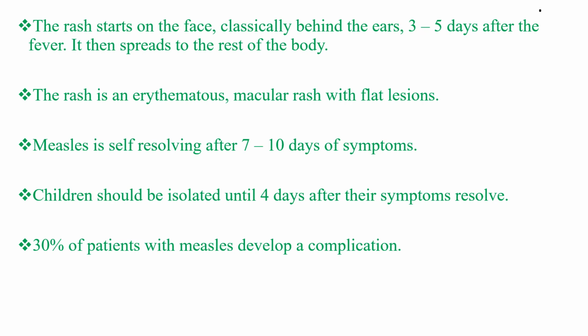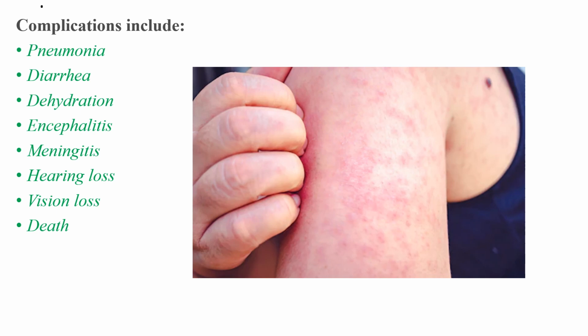30% of patients with measles develop complications. The potential complications include pneumonia, diarrhea, vomiting, dehydration due to diarrhea, vomiting and poor intake, encephalitis, meningitis, hearing loss, vision loss, and death.